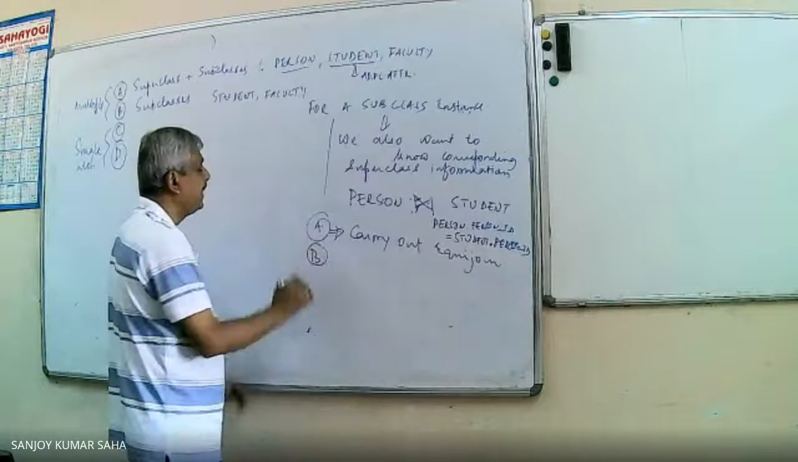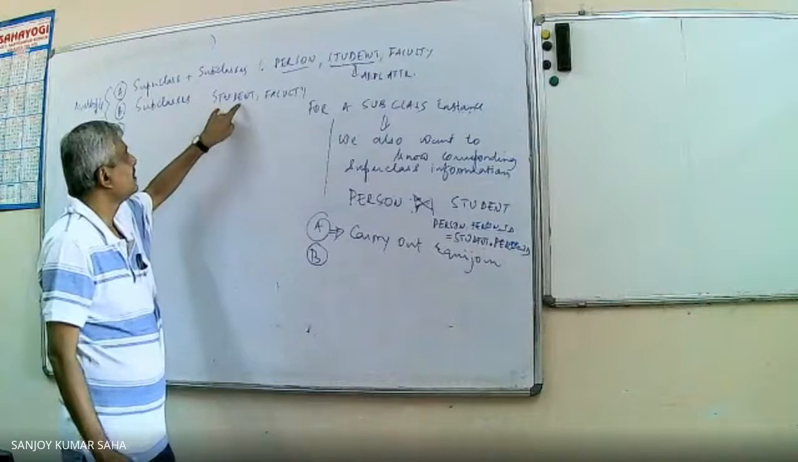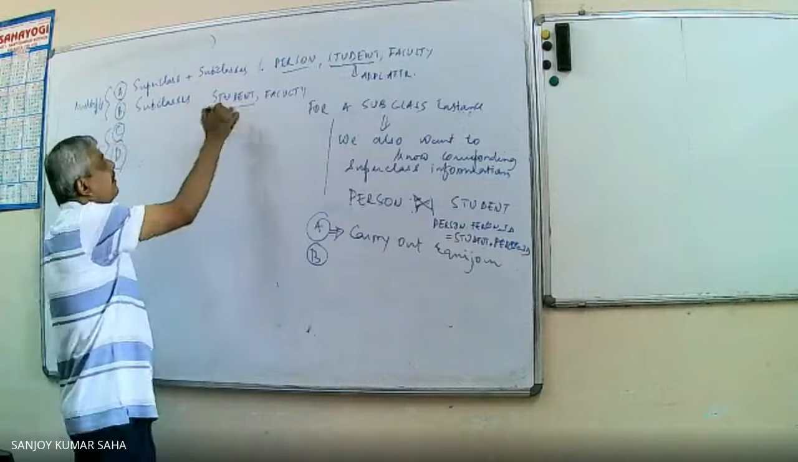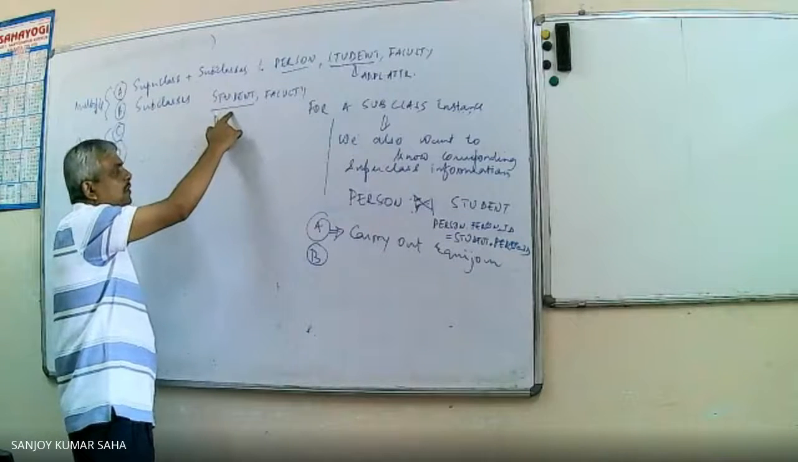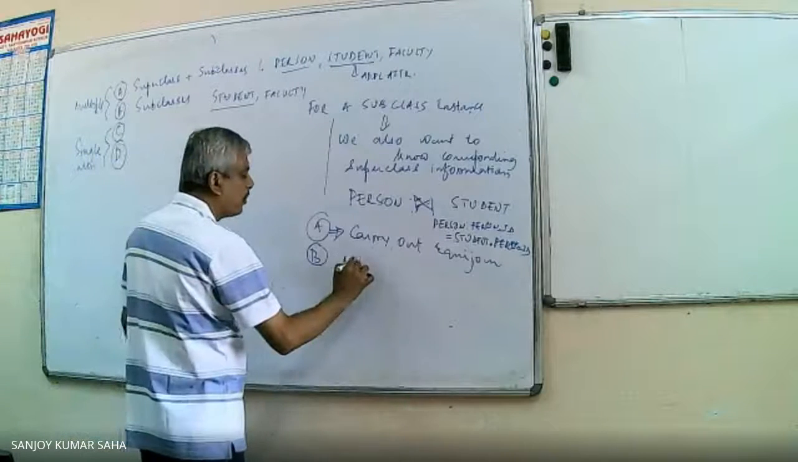If we think about B, here we have the common attributes, the attributes of the superclass, plus the additional attributes. So no equal join is required.